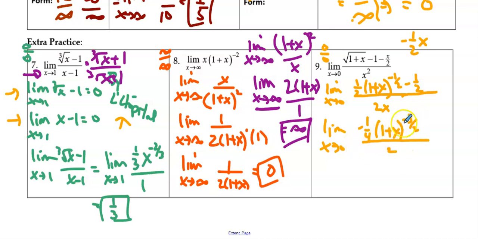And once I plug in 0, this is going to go away, right? Because this is 1 to some power. 1 to any power is just 1. So then I'm left with -1/4 divided by 2, or -1/4 times 1/2, or the right answer would be -1/8. So this crazy limit is -1/8. Okay? So that's it. That's L'Hopital. That's all you have to do.